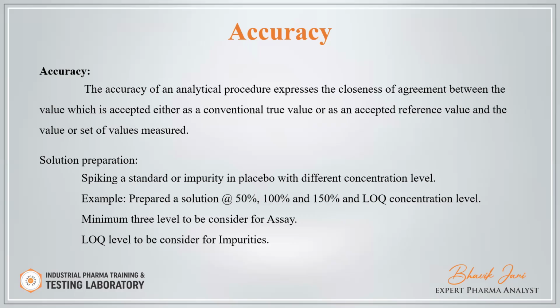So in accuracy, you have to prepare four types of solution, from the LOQ level to the 150% level: the LOQ level concentration, 50% and 100%. And the same solution should be spiked in a sample. The same concentration should be spiked in a sample, and you have to calculate the recovery.